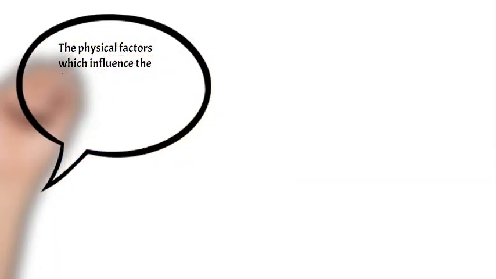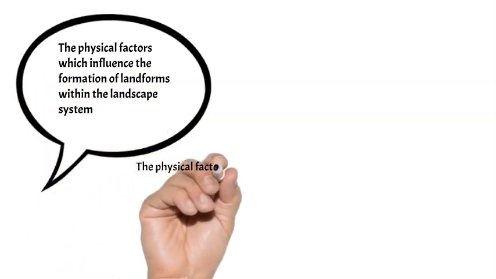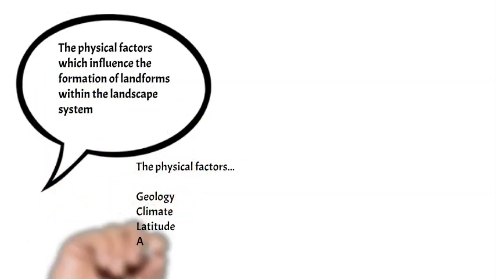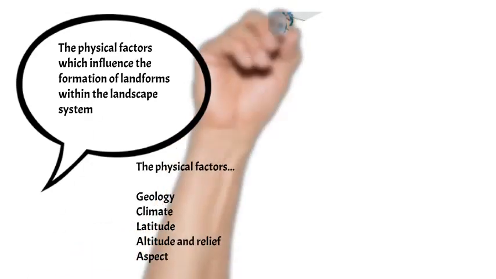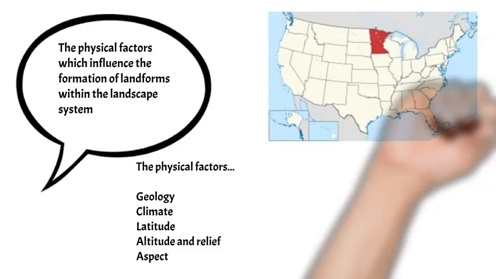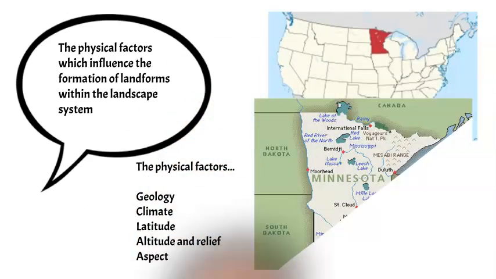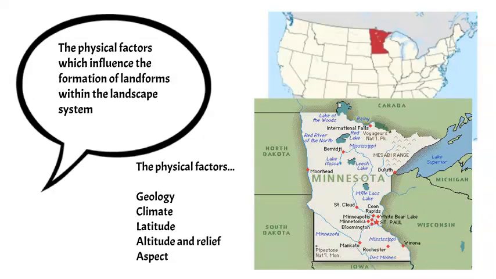We're going to look at a couple of points for our case study. First of all, we're going to talk about the physical factors that influenced our ice sheet: the geology, climate, latitude, altitude and relief and aspect. We're going to focus on Minnesota, which is found in America. It's a state not far from Lake Superior.